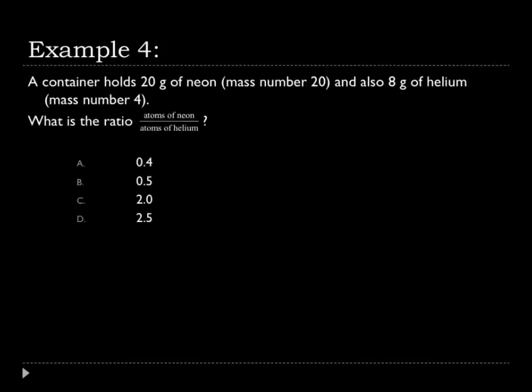A container holds 20 grams of neon of mass number 20 and also 8 grams of helium of mass number 4. What is the ratio of atoms of neon over atoms of helium? So if it has 20 grams of neon, it has exactly 1 mole of neon. So the number on the top is 1. It has 8 grams of helium, which has a mass number of 4, so 8 grams is 2 moles of helium. So it's 1 over 2, which is 0.5, which is B.